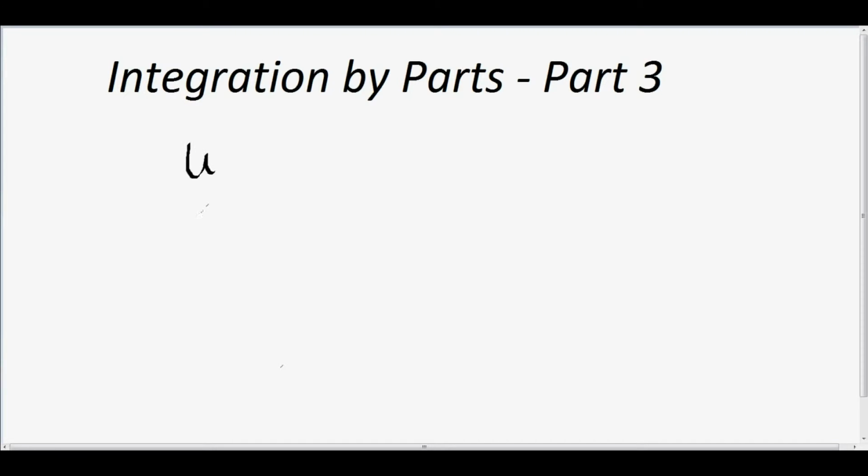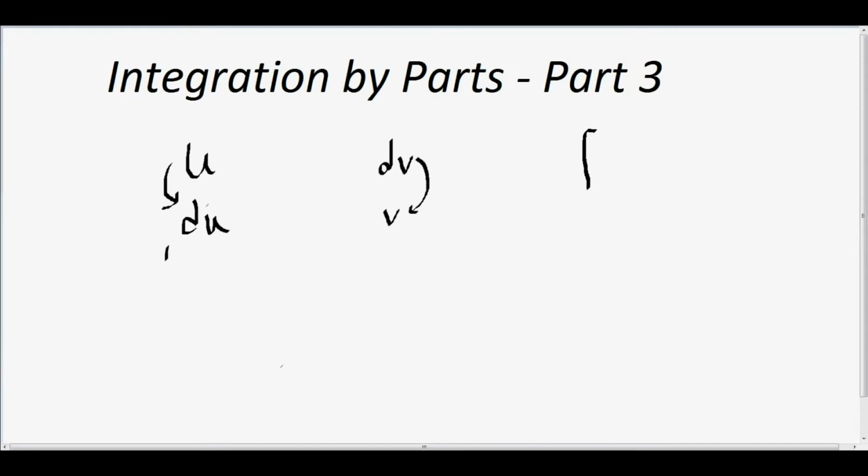So just in general, you have your u and your du here, and your dv and v. Since you're going from u to du, you want to pick something that's easily differentiated. And since from dv to v, you're integrating, you want to pick something that's easily integrated.